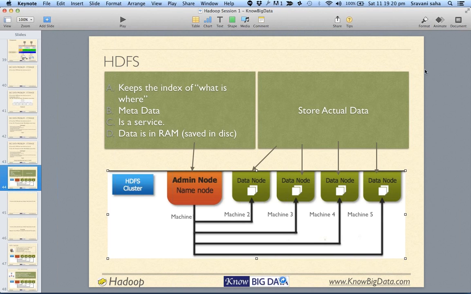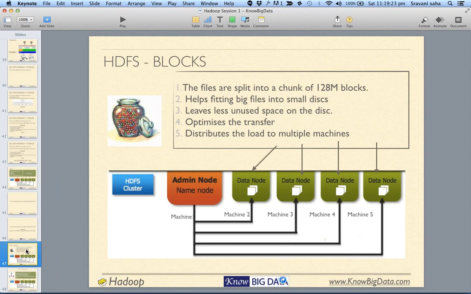So we have HDFS. HDFS has an admin node and data node, and further, the way data is stored is each file is sliced into chunks. Earlier it used to be 64 MB, but now each chunk or block size is 128 MB. So if you're trying to store a movie of 1 gigabyte size, it will be broken down into 8 blocks and then stored into multiple data nodes.